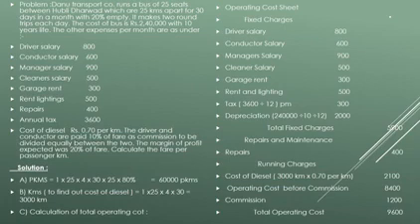Next, second heading, repairs and maintenance. So repairs is given directly rupees 400. That is the only one item, it is to be taken in the outer column directly.